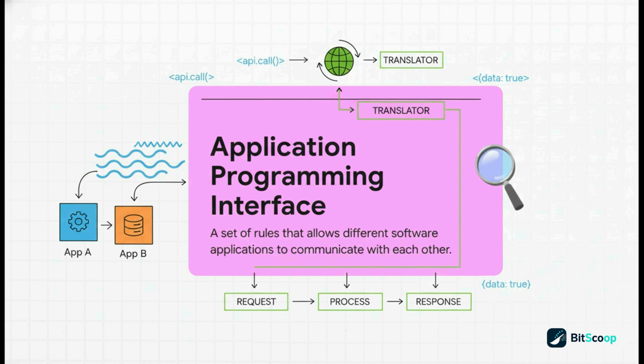Okay, so what is an API, really? The simplest way to think about it is like a universal translator for software. It's basically a set of rules, a contract, that lets two completely different apps talk to each other without either one needing to know all the messy, complicated details of how the other one actually works.